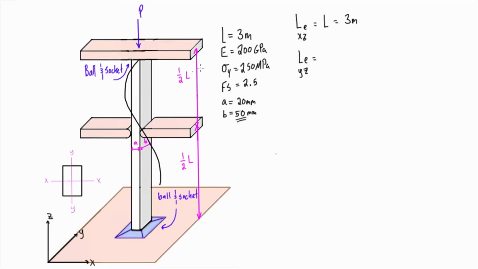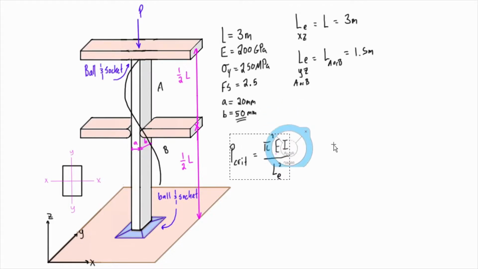Basically, if we call the top half section A and the bottom half section B, then section A up here is just a column that is pinned on both ends, because it has a pin up here, and this type of bracing, assuming it's frictionless and just preventing the motion there, is basically no different than a pin. So we can put another subscript here saying A or B, because they're the same length, and that's just going to be equal to L_A or L_B, which is 1.5 meters.